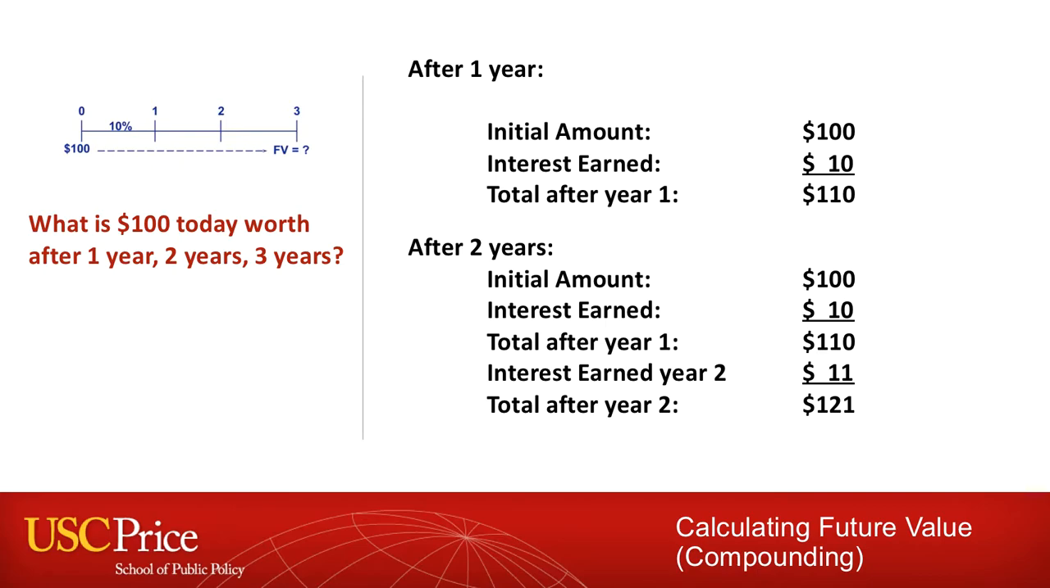What is the future value in year 2? Well, that's whatever the money was worth in year 1 plus the additional interest payment. So it's going to be $110 plus the interest payment on top of that. So 10% of 110, 11, which gives us 121.